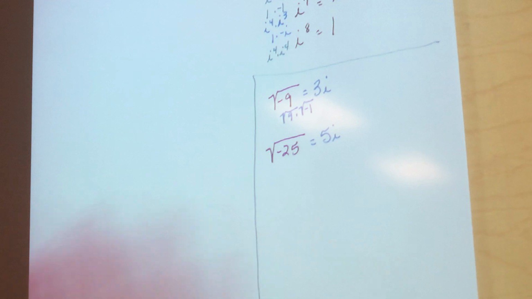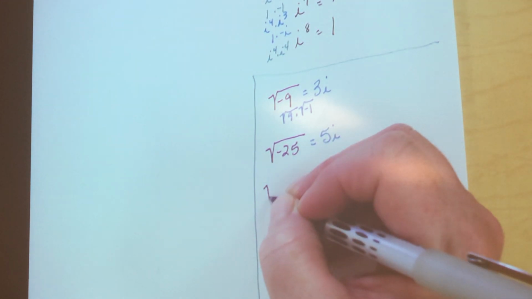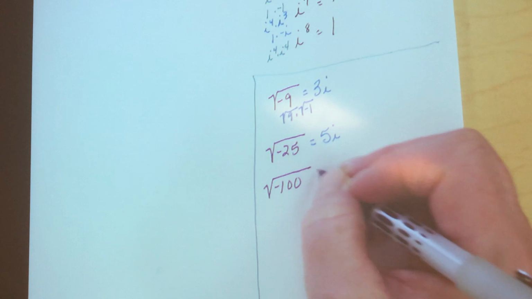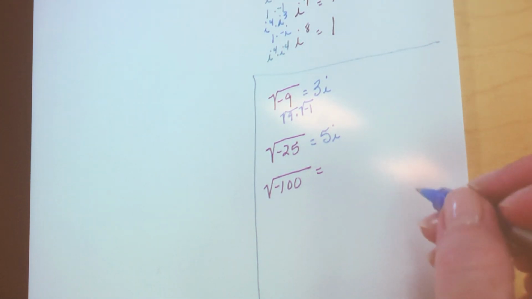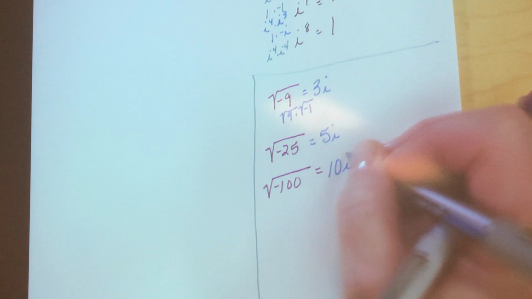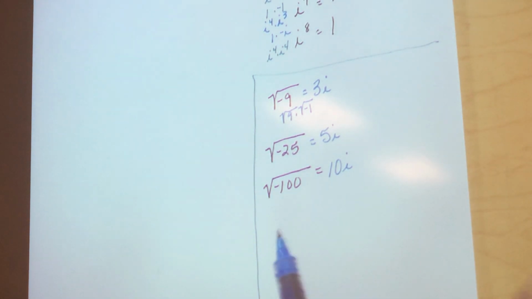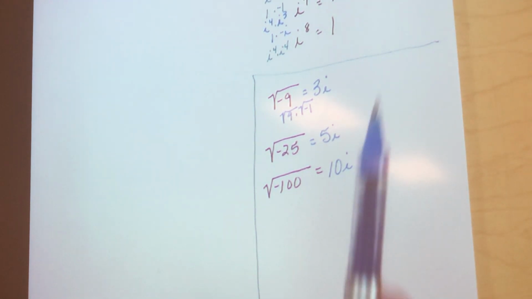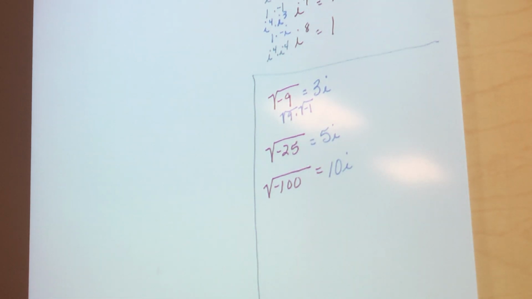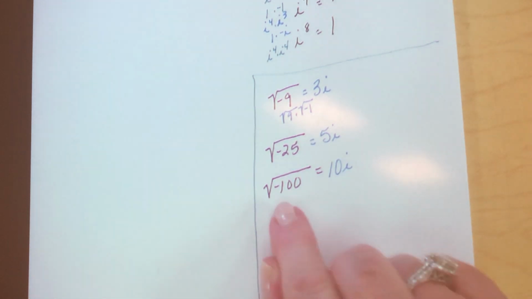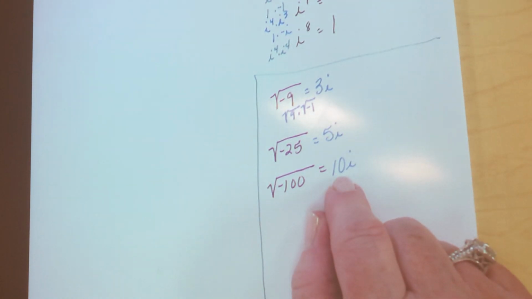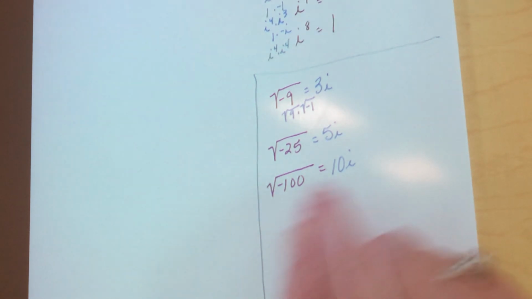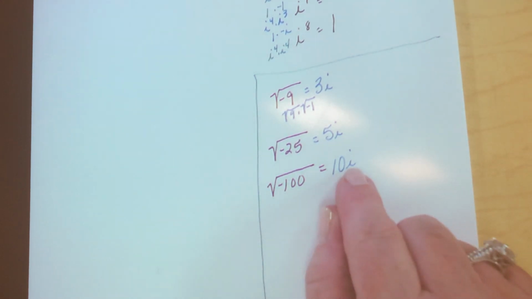All right, let's try some more. Some of you are still going, what is she talking about? The square root of negative 100, don't say the answer out loud. What is it? 10i. People, listen to me. You take the square root and you pop an i on it. That's it. That is all you have to do. If you have a negative under the radical, you better have an i in your answer. It's not a real number.